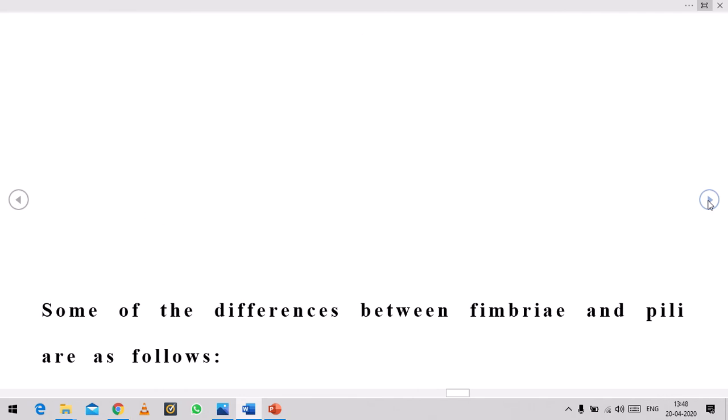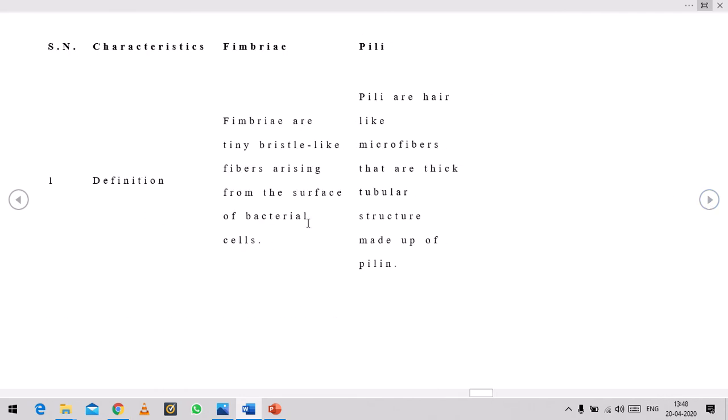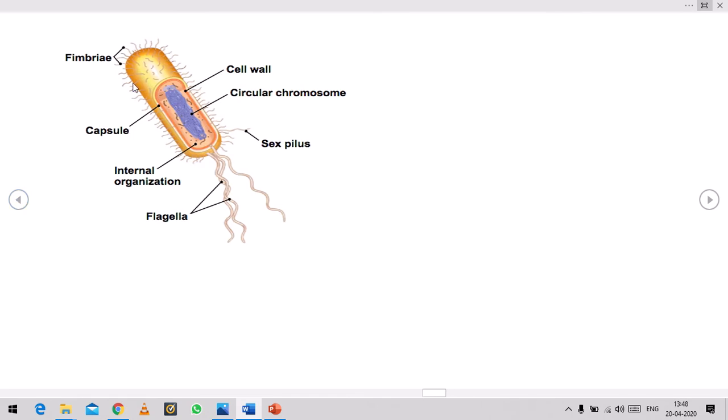So now what are the differences between fimbriae and pili? Fimbriae are tiny bristle-like fibers arising from the surface of bacterial cells. Pili are hair-like microfibers that are thick tubular structures made of pilin. So you can see very well here the fimbriae and here the pili.